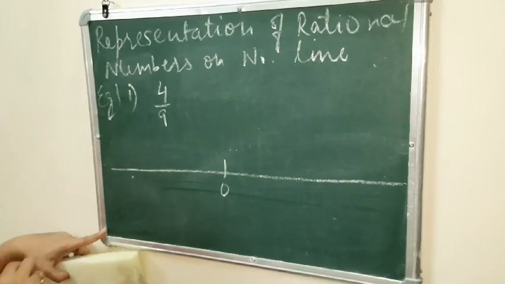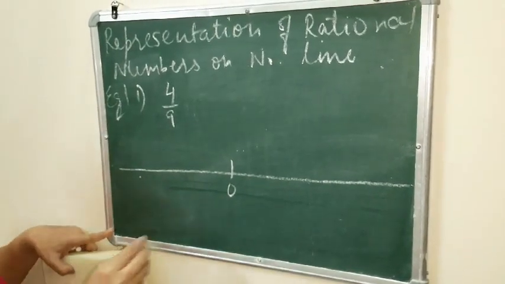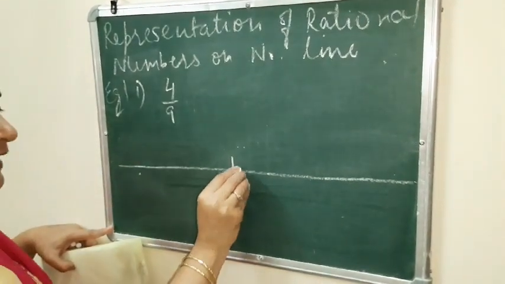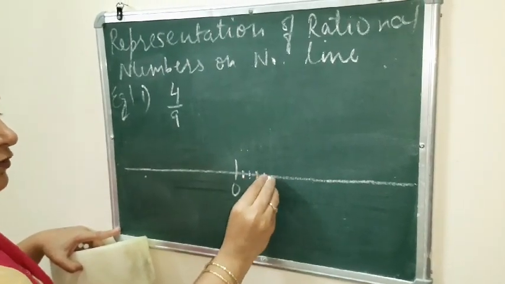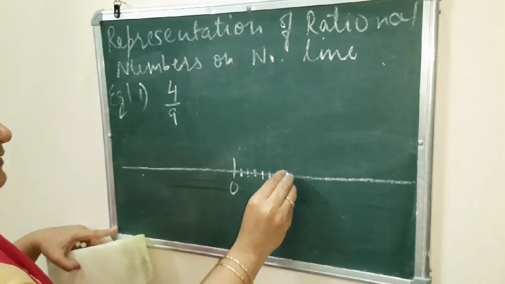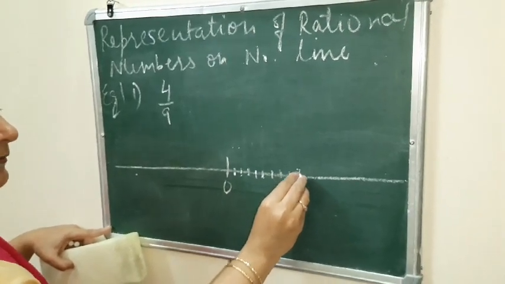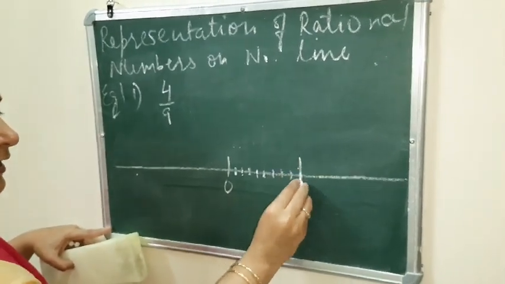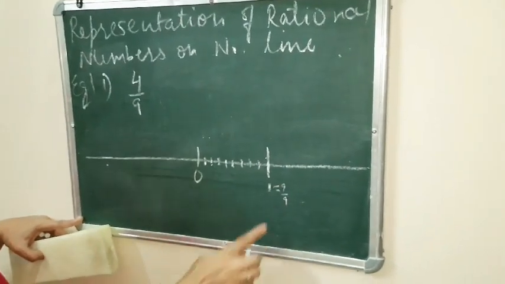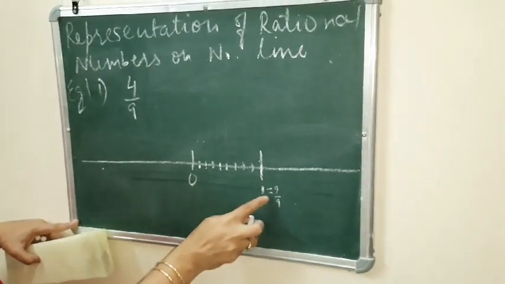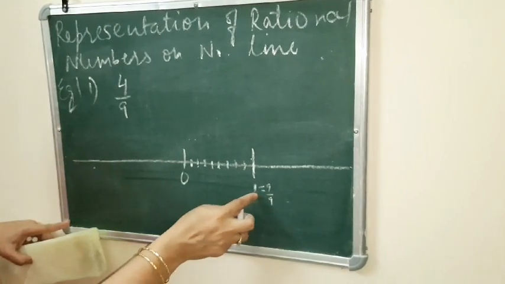So first we have to make 9 by 9 as a whole number. So I'll take 9 small divisions. Try to take them equal. 3, 4, 5, 6, 7, 8 and 9. So this is my 1, or you can say 9 by 9. You don't have to write this, it is just for your explanation. You have to write in your notebook only 1.